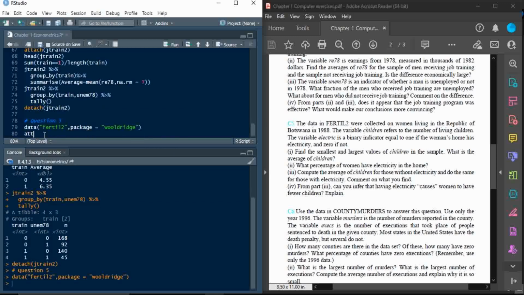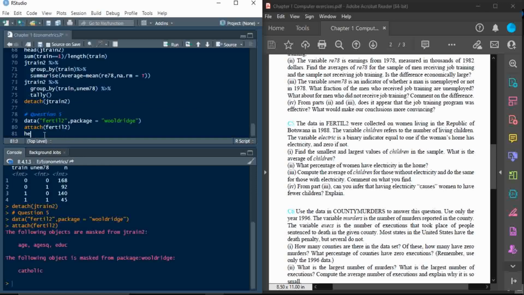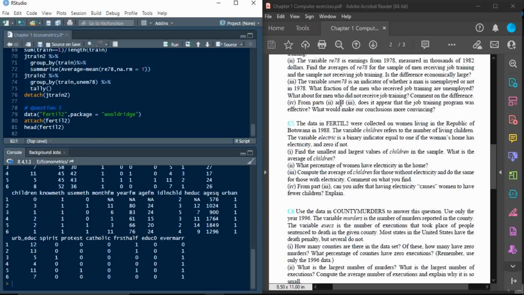Press Ctrl plus Enter and attach this dataset. Let's look at the column headings of this dataset. Okay, now the variable children refers to the number of living children. The variable electric is a binary indicator equal to 1 if the woman's home has electricity and 0 if not.